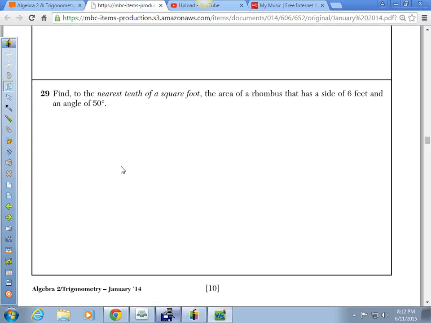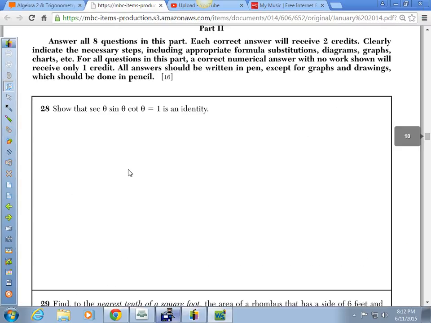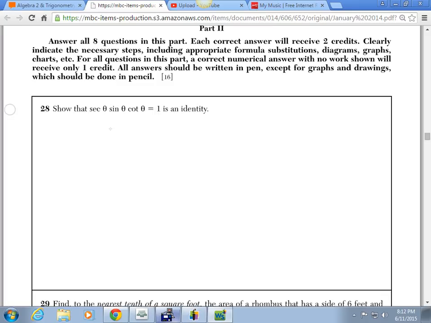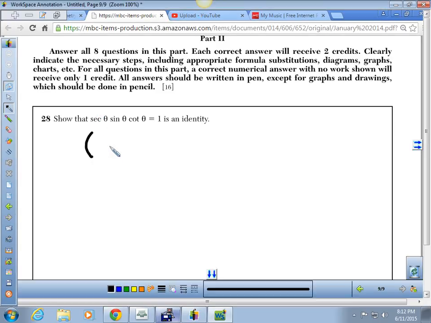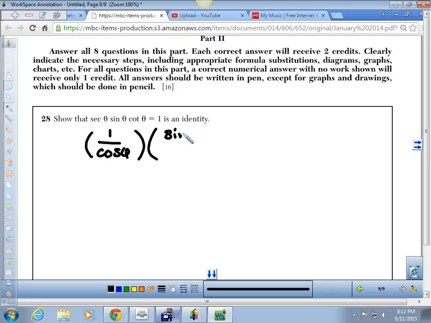Last one in part 2, 28. Nice. Identities. How many trig functions do we have? Six. There's our three basic ones, the SOHCAHTOA ones, and then there's our three reciprocal ones. So this right here is the basic identities that we just discussed earlier on in the week. We know that secant theta is really what? 1 over cosine theta. Sine theta, I'm not going to do anything to sine theta, but I am going to turn it into a fraction and make it sine theta over 1.